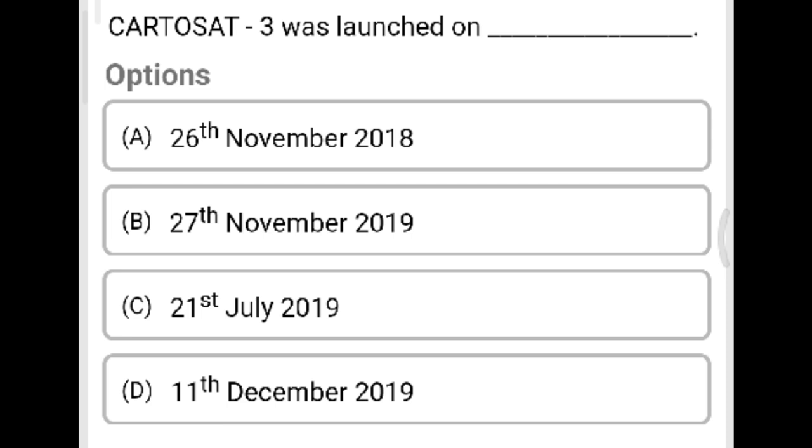Next question, CARTOSAT 3 was launched in option A 26th November 2018, option B 27th November 2019, option C 21st July 2019, option D 11th December 2019. The correct answer is option B 27th November 2019.